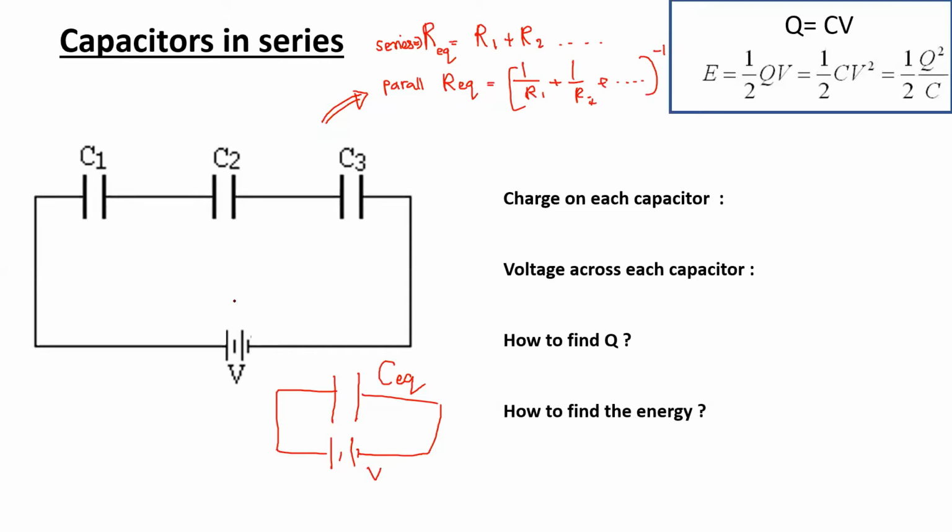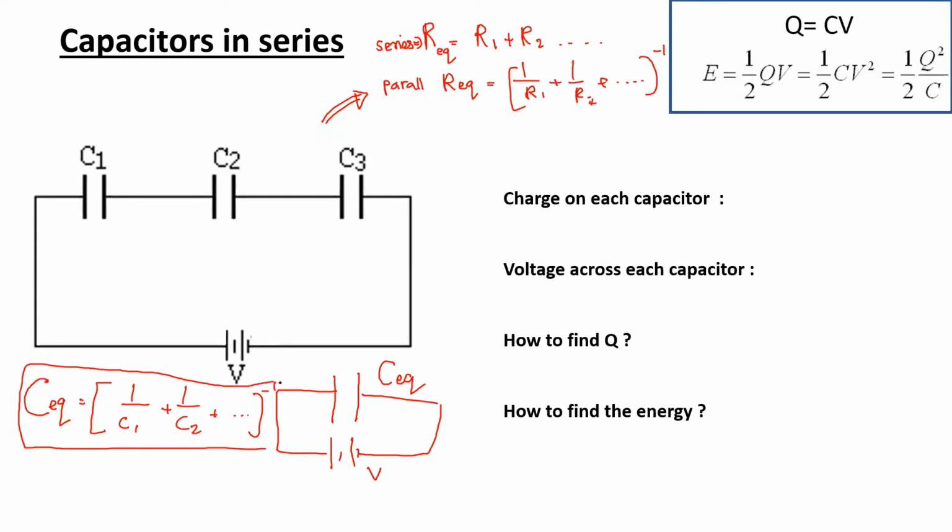So here we have the capacitors in series. Our equivalent capacitance is the opposite of this. What is the opposite? It is 1 over C1, 1 over C2. You add them and take the inverse. So the equations are kind of jumbled between capacitors and resistors. When they are in series, this is how you calculate the equivalent capacitance.